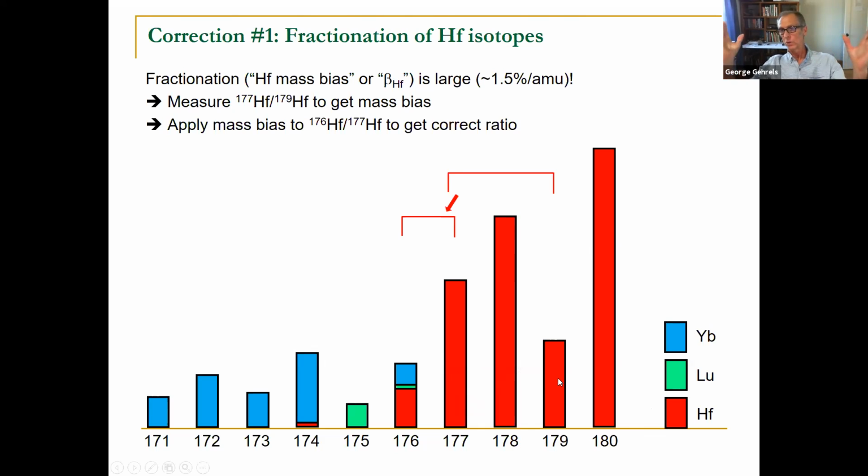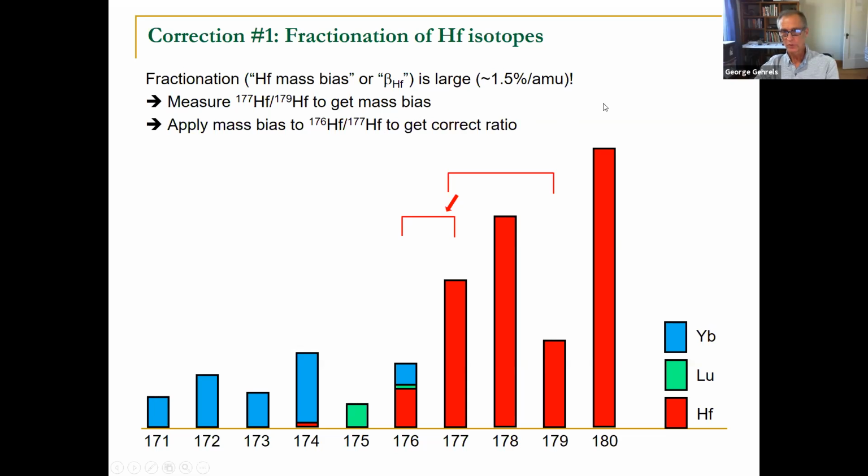It should have a value of whatever. When you get on your mass spectrometer and you start measuring this, you're going to get a slightly different value. And so what we do is we correct the measured value to the known value. And that's called the hafnium mass bias correction, or beta hafnium. And it's about 1.5% per atomic mass unit, something like that.